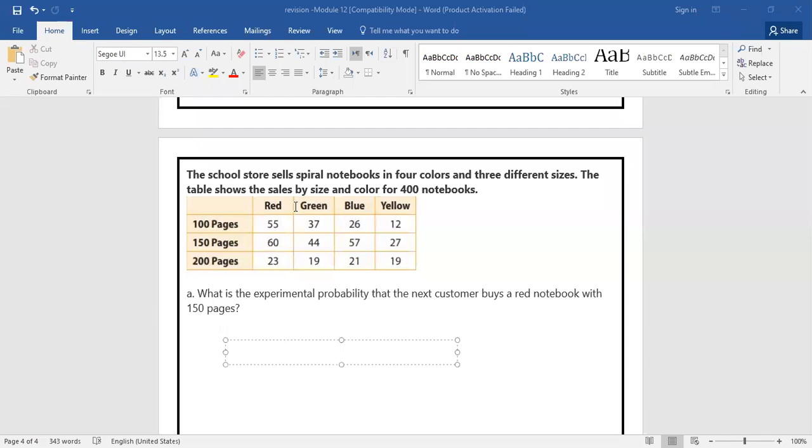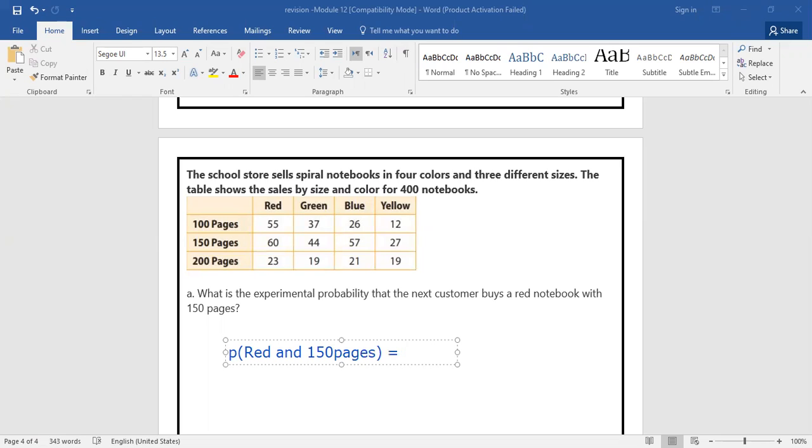So this question has the same idea. We have a table and we have different categories and we want to calculate the percent. So in this one, we are looking for the experimental probability. What is the first question? That the next customer buys red. The simplification of it is 3/20. Amazing, thank you. And 150 pages.